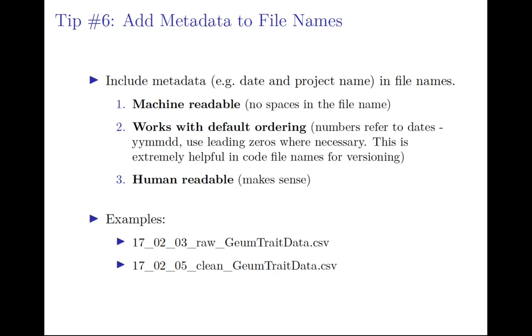So some examples of this are, in 2017, on February 3rd, you created your raw gmtraitdata.csv file, and then 2 days later, you created a clean version of that CSV file where you cleaned up any mistakes or any errors in the data, or anything that was just messy. So those file names are really human readable.